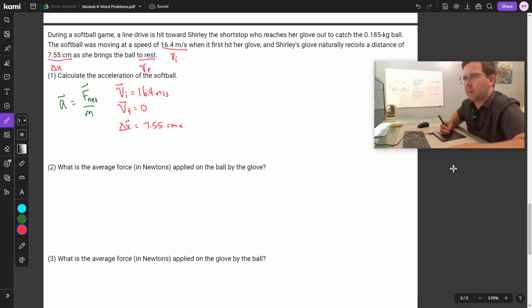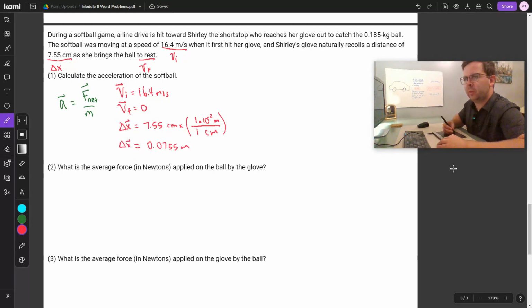To do that, I'm going to multiply by the conversion factor here. I want to get rid of the centimeters, and so I'm going to multiply by what the centi represents. The centi represents 10 to the negative 2. So I'm going to end up basically dividing by 100. That's what all this means here. And so the displacement of the ball is 0.0755 meters.